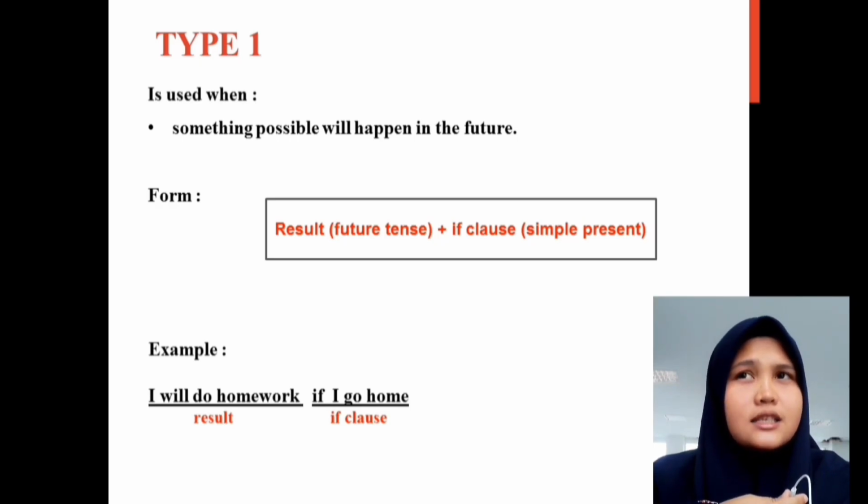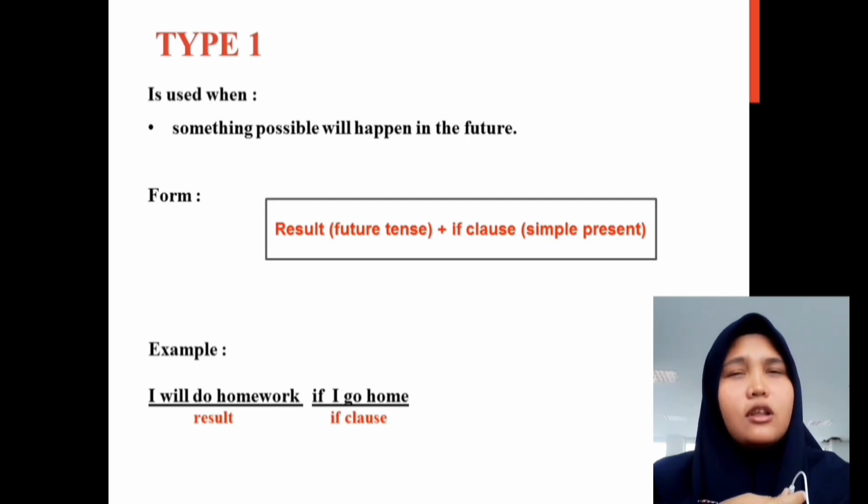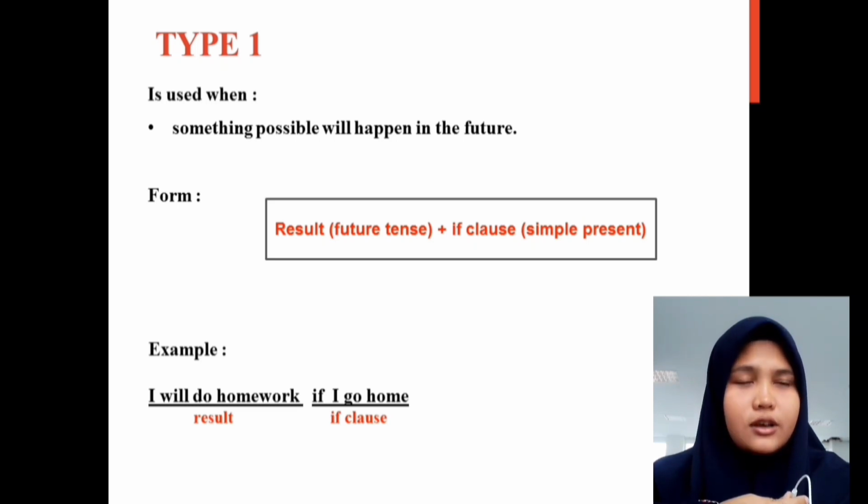Next, that's type 1. Type 1 is used when something possible will happen in the future. In type 1, we use the result in future tense and then the if clause in simple present. Example, I will do homework if I go home. I will do homework is the result. If I go home is the if clause.